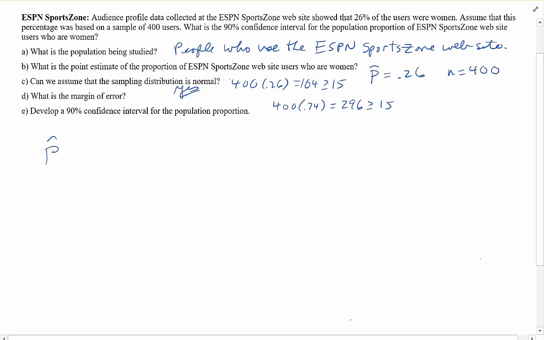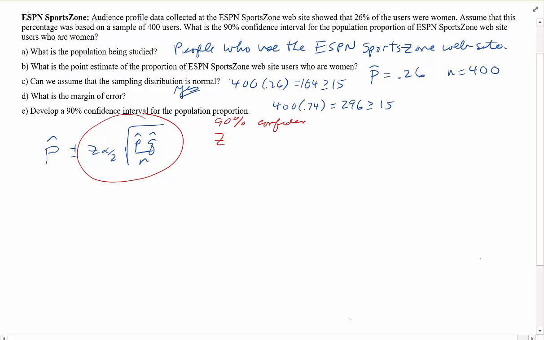What is the margin of error? We're going to get that from the confidence interval formula, and the margin of error part of that formula. One thing we need is the Z alpha over 2. Now at 90% confidence, alpha is equal to 0.10. So Z alpha over 2 is Z sub 0.10 divided by 2, or Z sub 0.05.